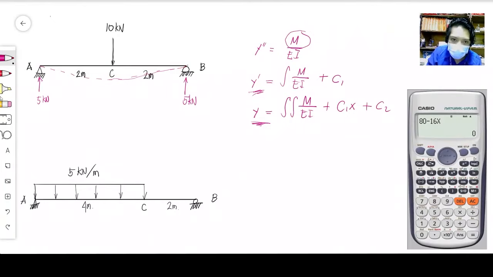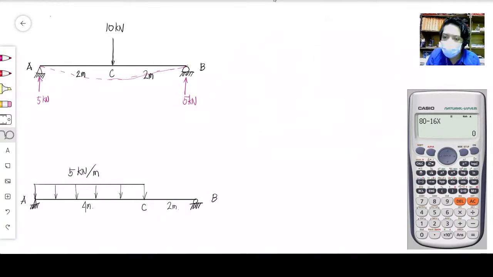Let me erase this first. So how do we do it? Before, we found the moment equation by segment, segment AC, then segment CB, and so on. Now we need the moment equation for the whole beam. To do that, take the last segment. How many segments are there? There are 2 segments, AC and CB. We take the last segment, which is CB.